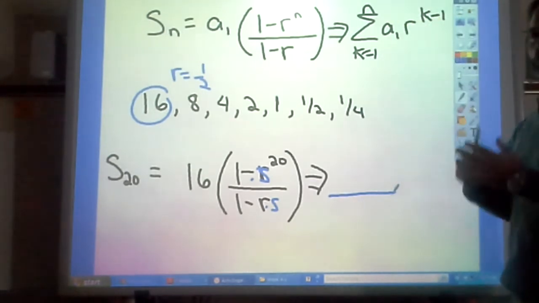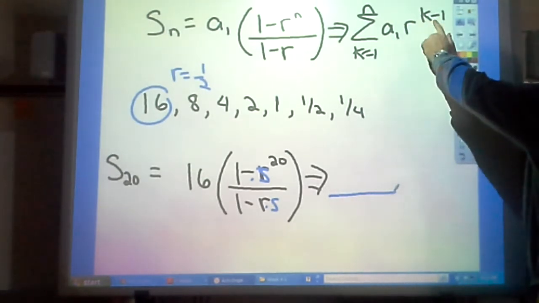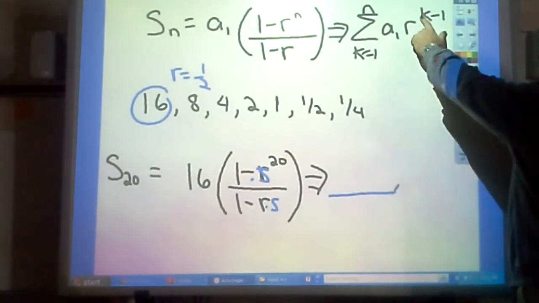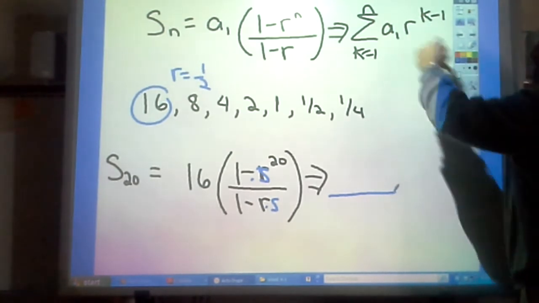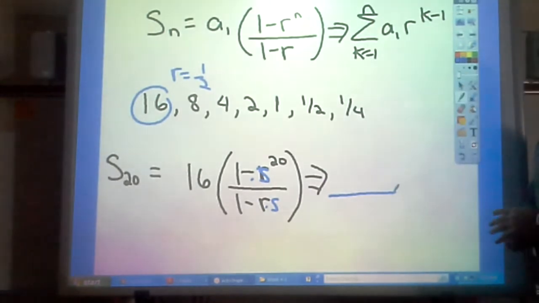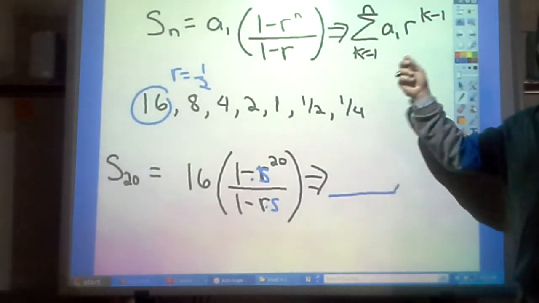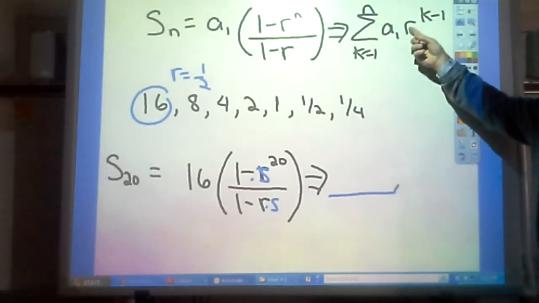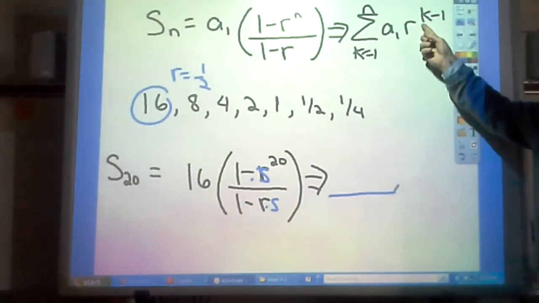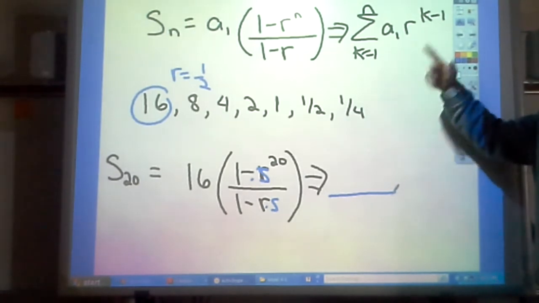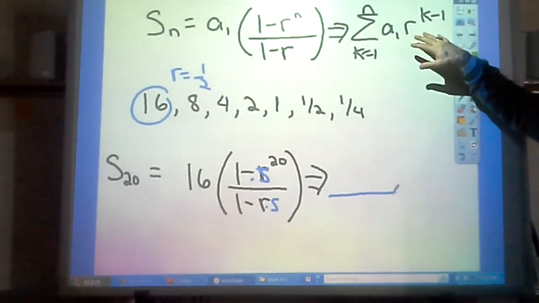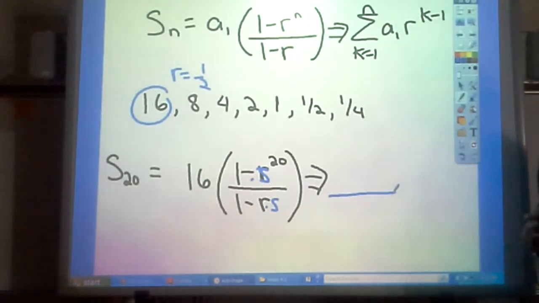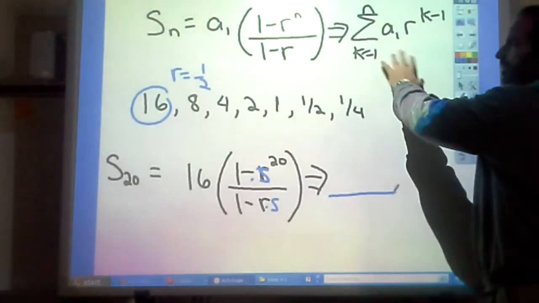So remember, if we want the 20th term, it's 20 minus 1, 19. So the 20th term is a times r to the 19th power. But this says right here to sum all those terms: a times r to the first, a times r to the second, a times r to the third, and sum all those up, all the way up to what? The 20th term, which would be a times r to the 19th. Okay? So we're going to do this later with the calculator.